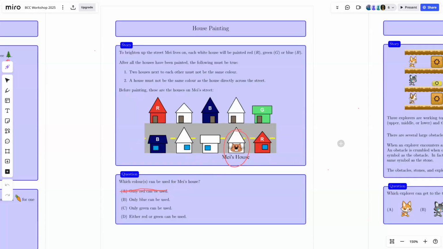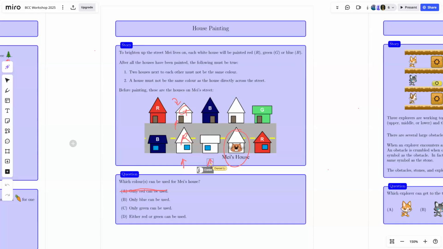Now we look at the conditions, right? So two houses next to each other must not be the same color. So let's consider this one. It must not be R. It must not be B. There's only 3 colors, so this one must be G. Okay, now let's consider this one. Again, you want to keep using the evidence that you already have to craft your problem. It cannot be G because it is the directly across one. It cannot be B because it's right next to it. So the only color that it can be is R, red.